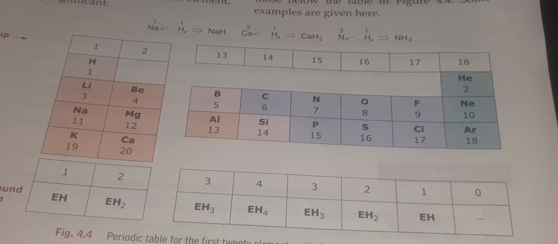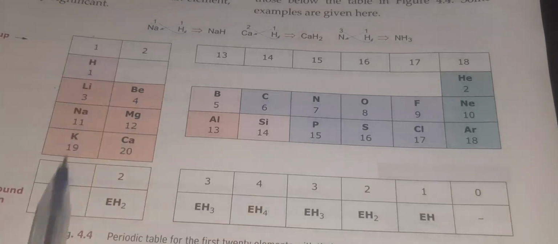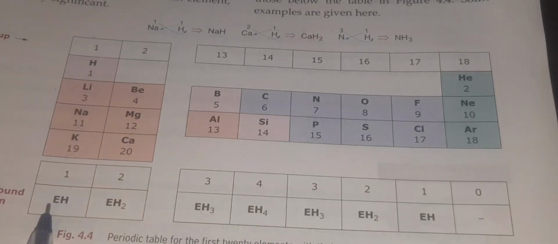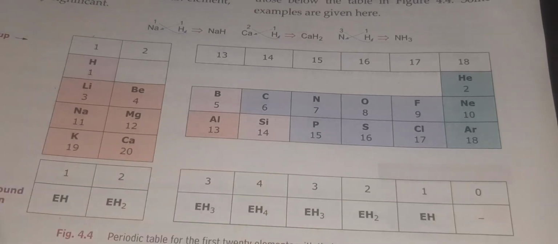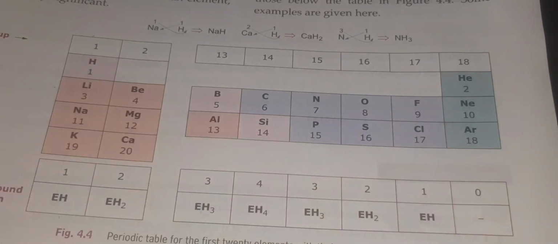So children, learn about groups. Again I repeat, the columns in the periodic table are known as groups. The rows in the periodic table are known as periods. And this periodic table helps us to learn the elements from 1 to 20 and the valency of all these elements. So learn them and do the exercise.